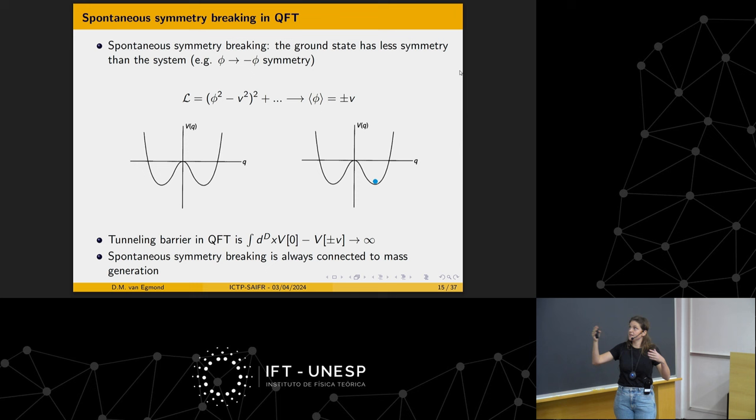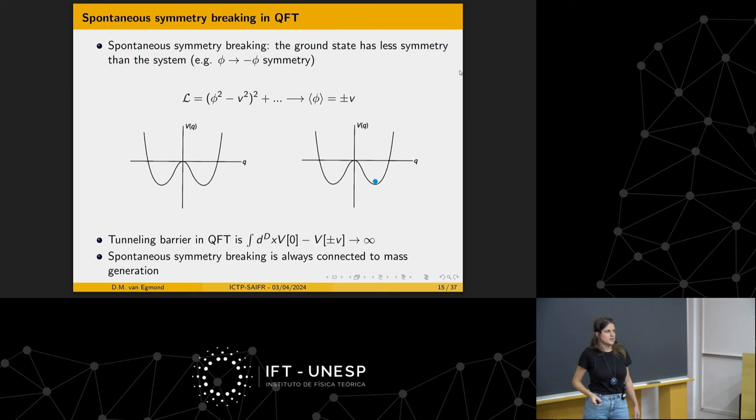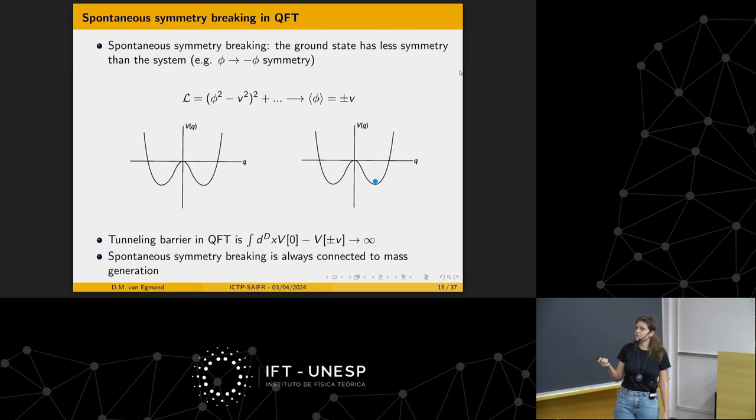At every point in space-time, we would have to do this. And integrating over this tunneling barrier would then still give an infinite amount of energy to go from one state to the other. So in quantum field theory, as opposed to quantum mechanics, we really have spontaneous symmetry breaking. You can also see from this picture very well that spontaneous symmetry breaking is always connected to mass generation.